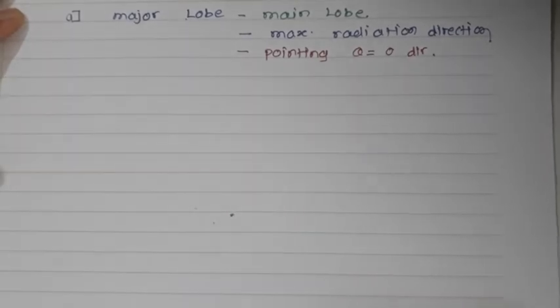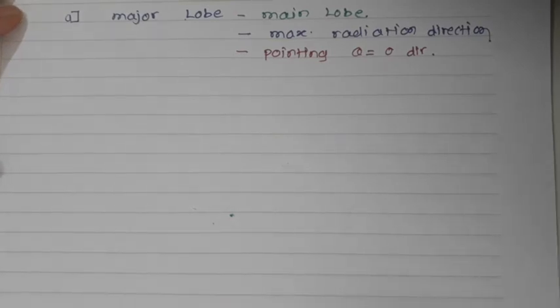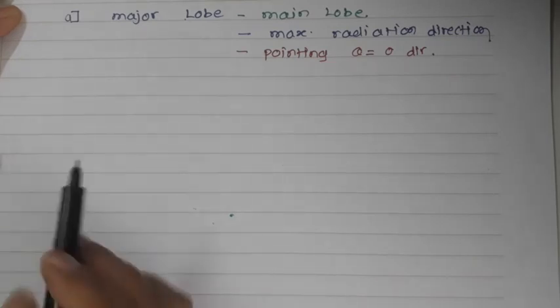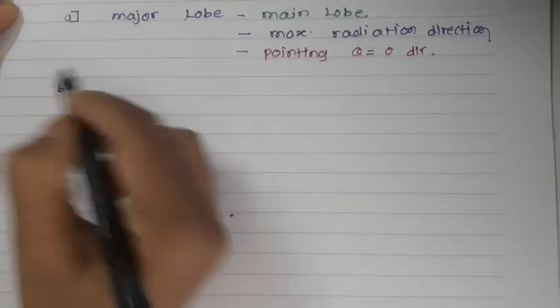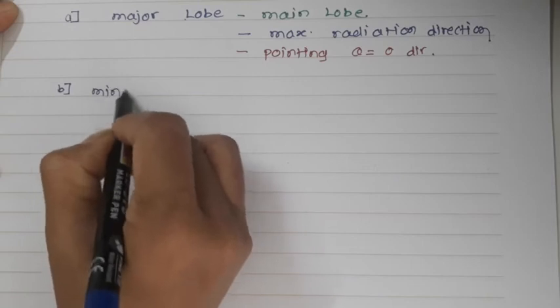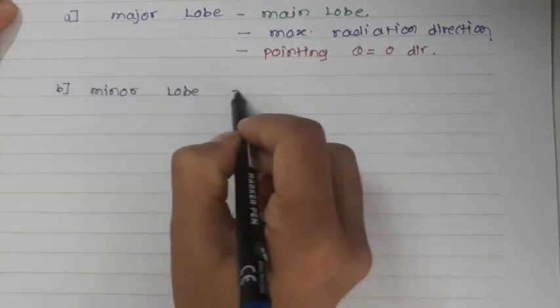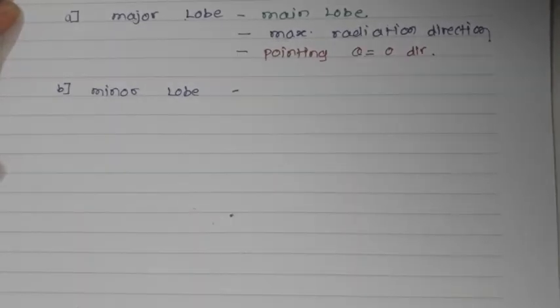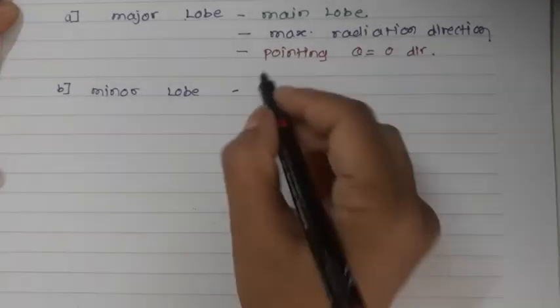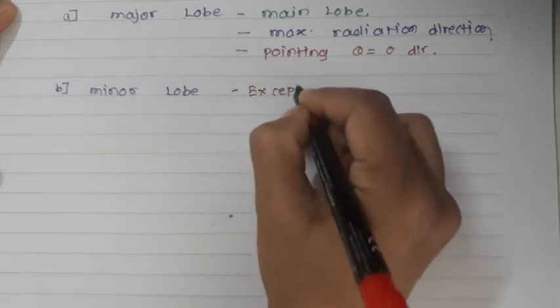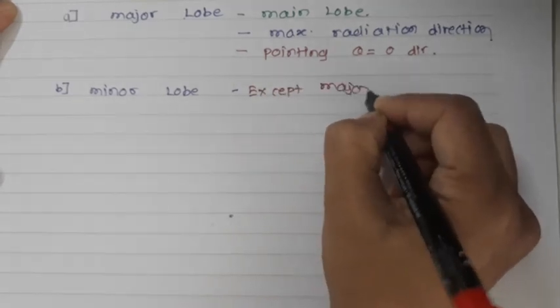In some antennas, such as split beam antennas, there may exist more than one major lobe. Here we are having only one major lobe, but in some antennas you find one or more major lobes. Now the next one is the minor lobe. How are you going to define a minor lobe? Any lobe except a major lobe will be called a minor lobe. So except the major lobe, whatever lobes are there will be called minor lobes.